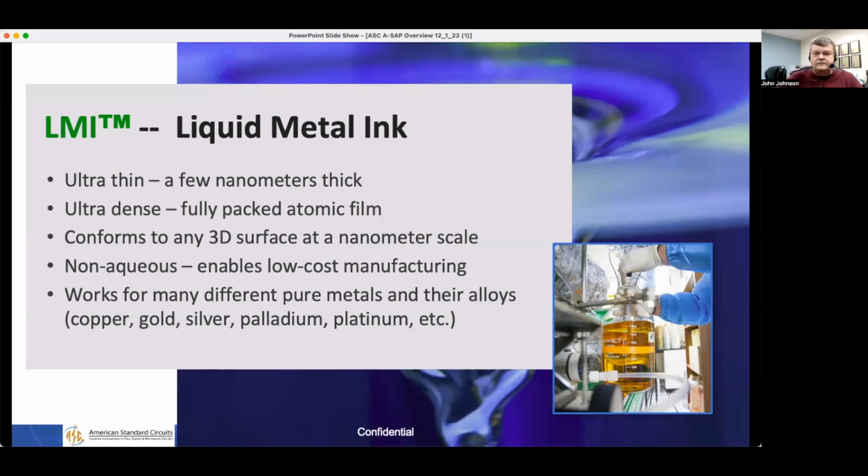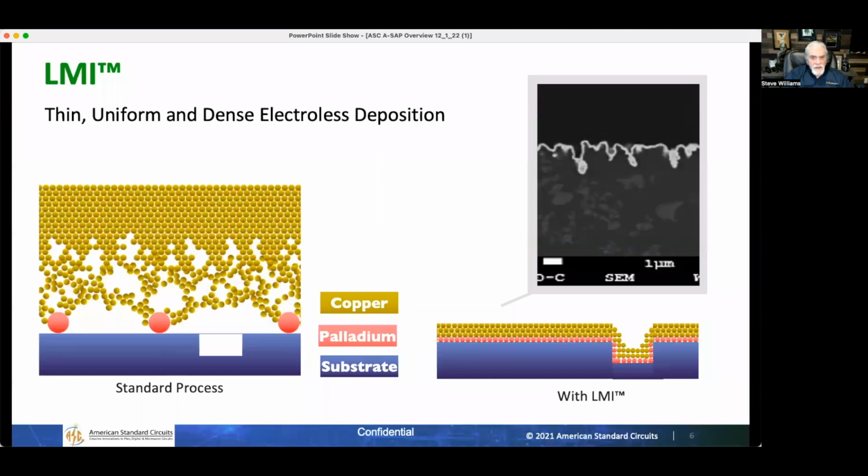And it also works with different metals, though. Liquid metal ink could be with gold, could be with silver, palladium, platinum, so forth. So it's just not for palladium in this case. Okay. That's pretty interesting. You look at the comparison between the standard process and the LMI process, it's striking.